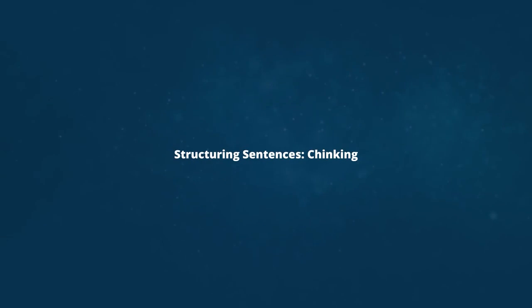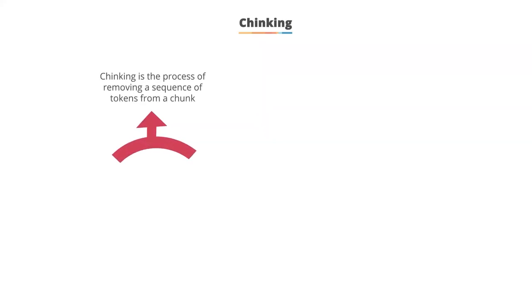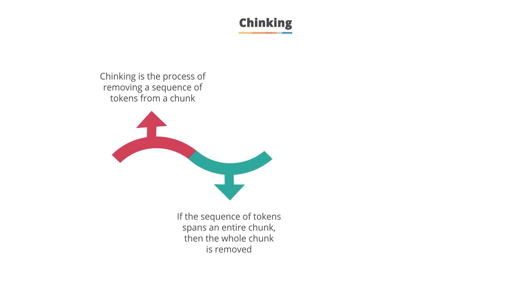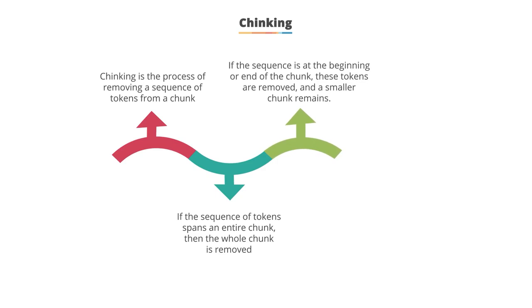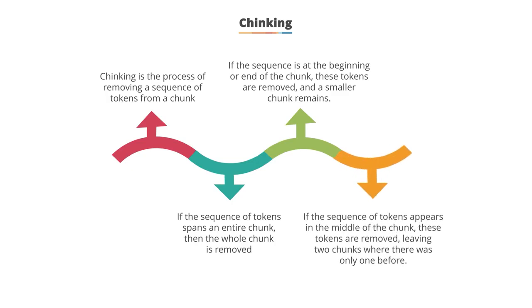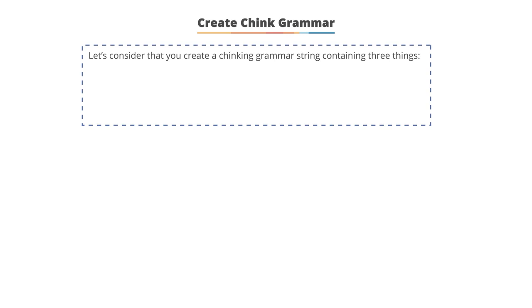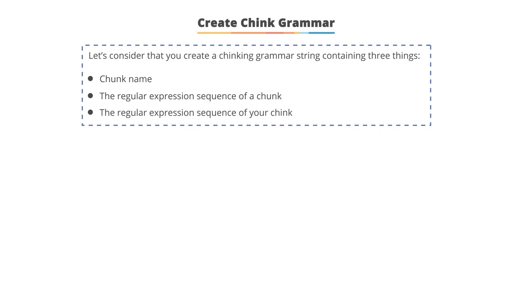Structuring sentences, chinking. Chinking is the process of removing a sequence of tokens from a chunk. How does chinking work? The whole chunk is removed when the sequence of tokens spans an entire chunk. If the sequence is at the start or the end of the chunk, the tokens are removed from the start or end, and a smaller chunk is retained. If the sequence of tokens appears in the middle of the chunk, these tokens are removed, leaving two chunks where there was only one before. Consider you create a chinking grammar string containing three things: the chunk name, the regular expression sequence of a chunk, and the regular expression sequence of your chink.